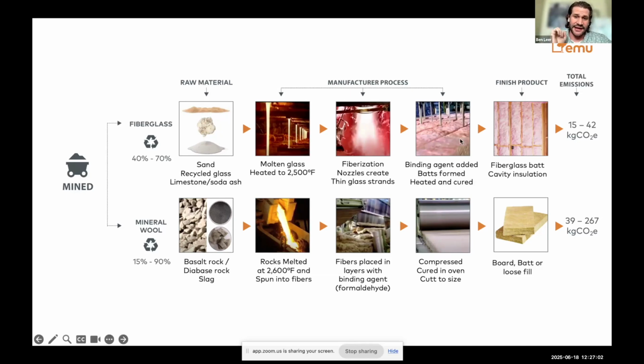And these bats then get heated and cured so that the binding process is finalized. And then you get that pink bat that's very familiar if you've ever seen any insulation before. This is probably the most common type of cavity insulation we have.